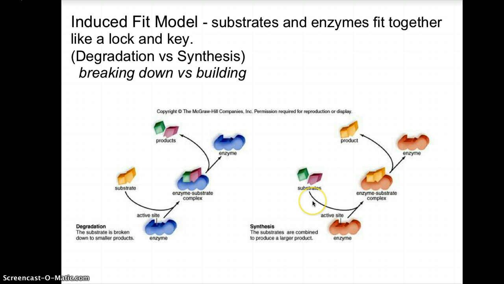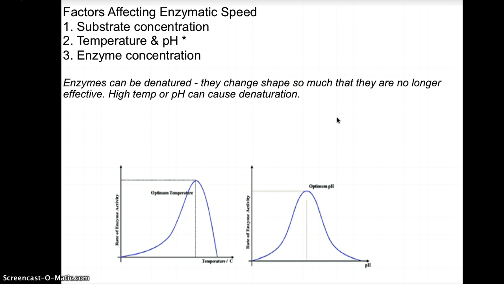In a synthesis reaction, such as dehydration synthesis, you have the substrates binding to the active site of the enzyme, and then you have the process occurring where you form that bond, and then the product will release. So you're making something there. Factors that affect enzyme speed would be substrate concentration, temperature and pH, and enzyme concentration.